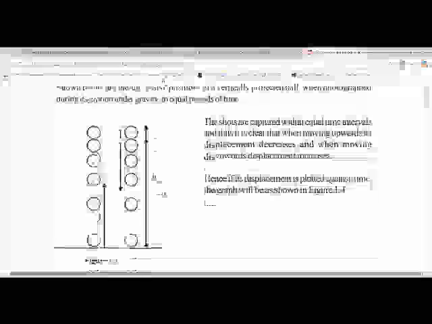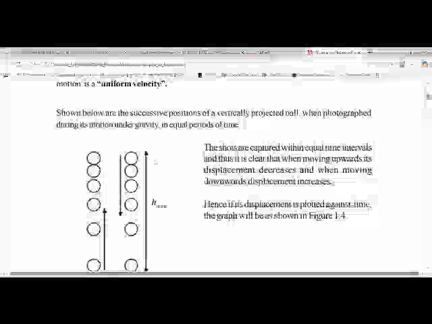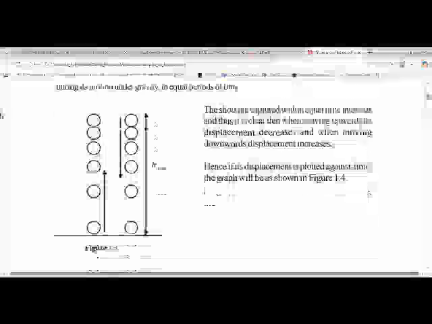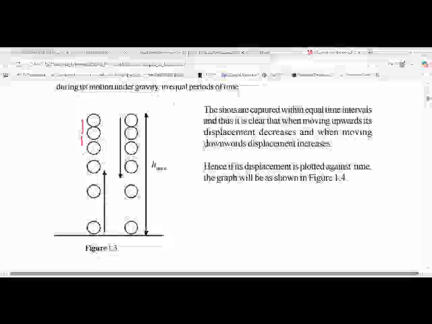Next, let's learn about another type of displacement time graph. Shown below are successive positions of a vertically projected ball, photographed during its motion under gravity at equal periods of time. You can see they have considered the same period of time. Then if you consider the same period of time, its displacement should increase.